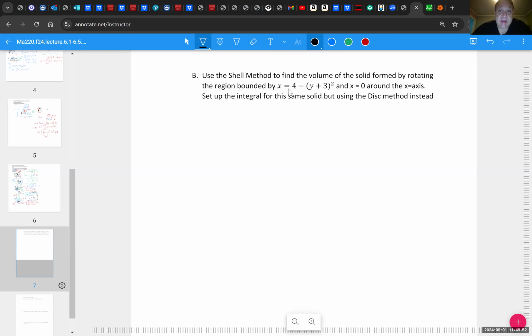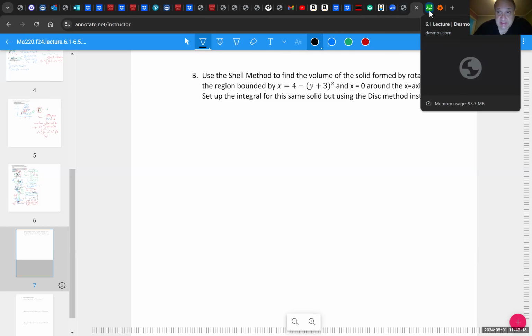If you want to explore that, this is a good time to pause the video, graph these, see if you can draw in the region and the revolution, try to find the volume of a slice, add them all up, and see what you get. You can do it using the shell method, which is going to be easier, and you can look at it using the disk method and maybe get an idea of why that might be more complicated. All right, so I'm going to do this now. If you want to pause and then come back, I'm going to be doing it.